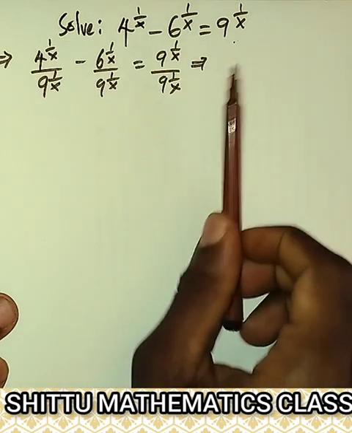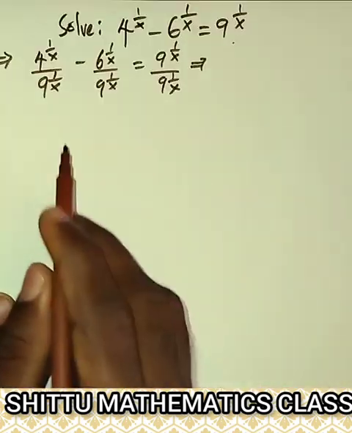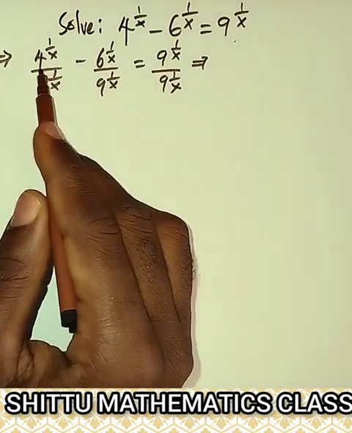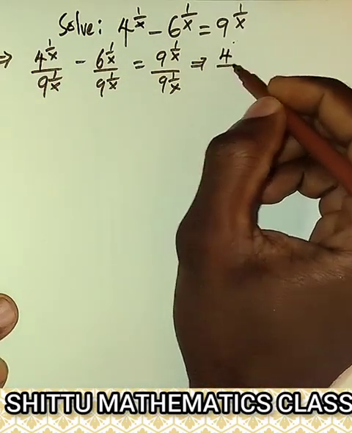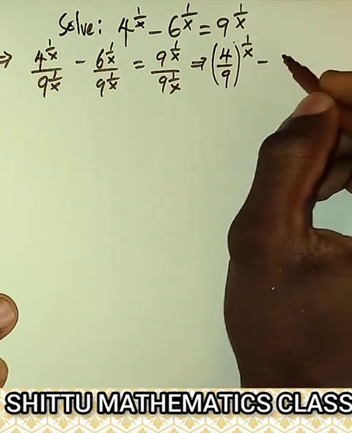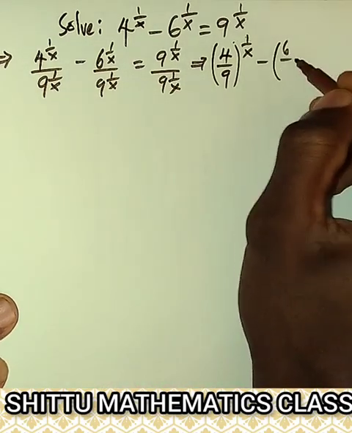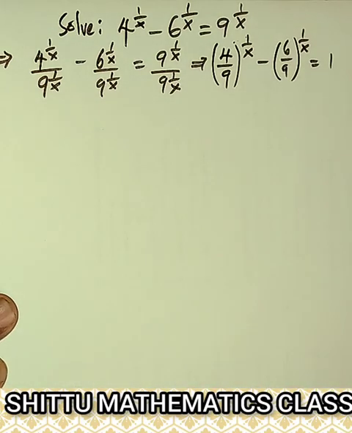So we have this when we divide through by 9 to the power 1 over x, and this implies that, for the fact that these two, 4 and 9, have the same powers, we can write it as 4 over 9 to the power 1 over x, minus the same thing here, 6 over 9 to the power 1 over x, and this becomes 1 here. Are you getting it now?